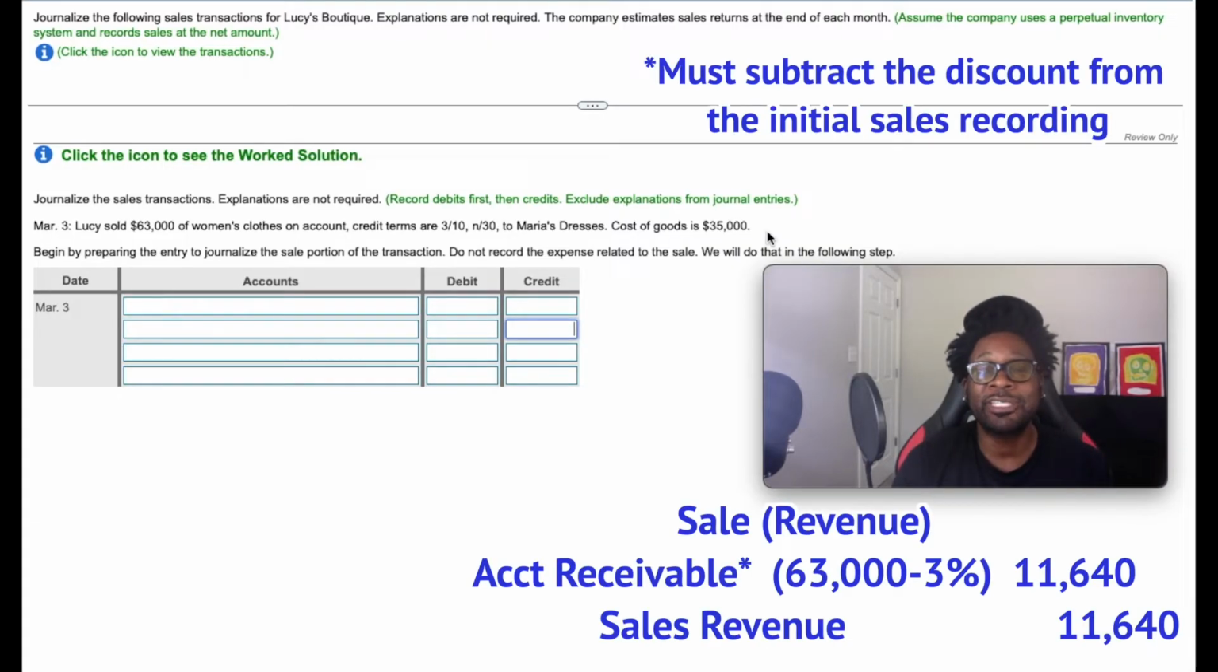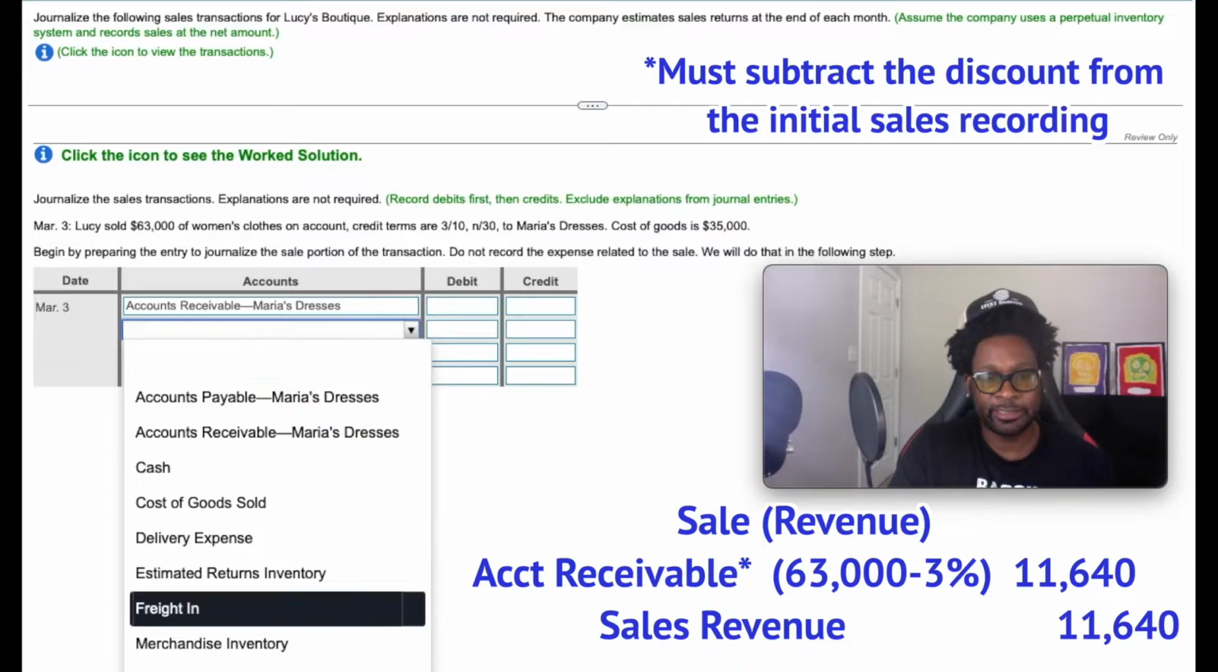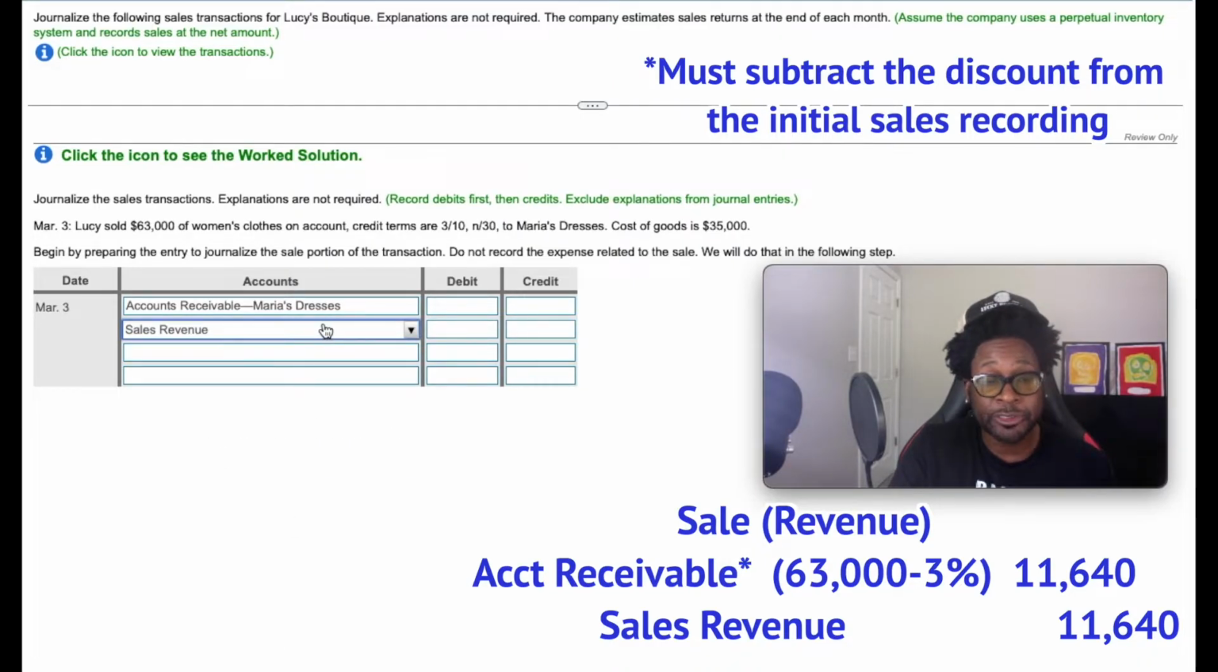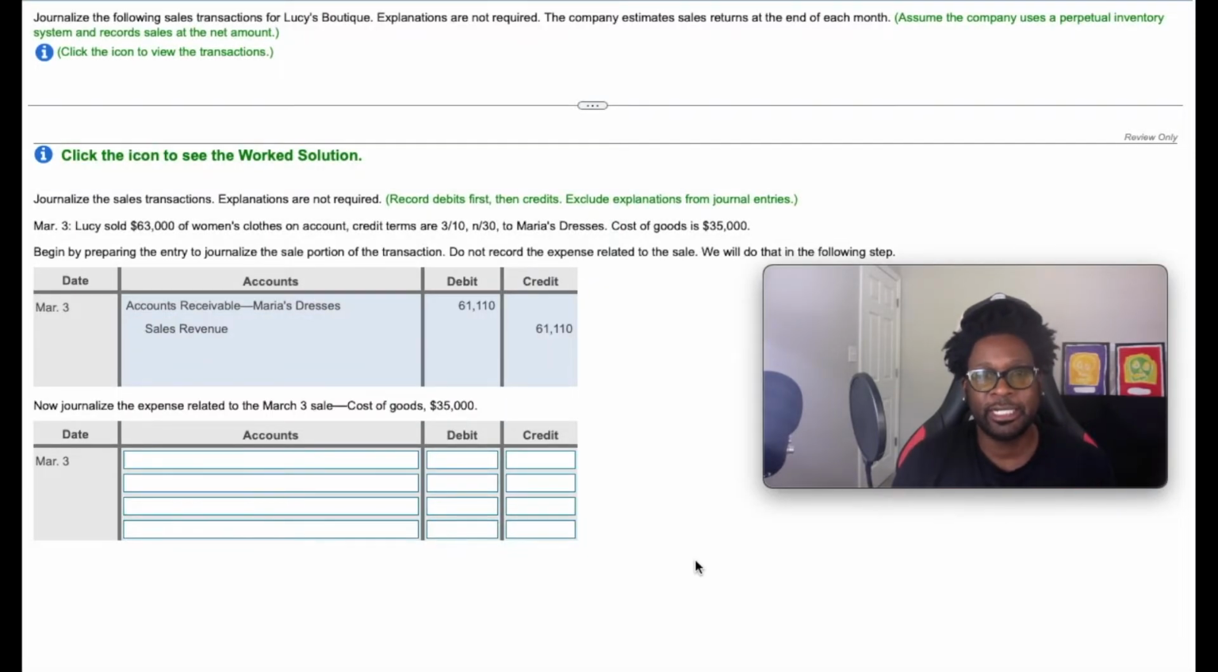So how will we do that? Simple, gang. $63,000 was the gross sales of the inventory that was sold, but we're assuming that the customers are going to take that discount, and so we're going to subtract 3% from $63,000, and that's going to be the amount for which we record our initial revenue. Therefore, we're going to debit accounts receivable and credit sales revenue for $63,000 minus 3%, which gives us $61,110. We're going to check the answer. Nice work, gang.